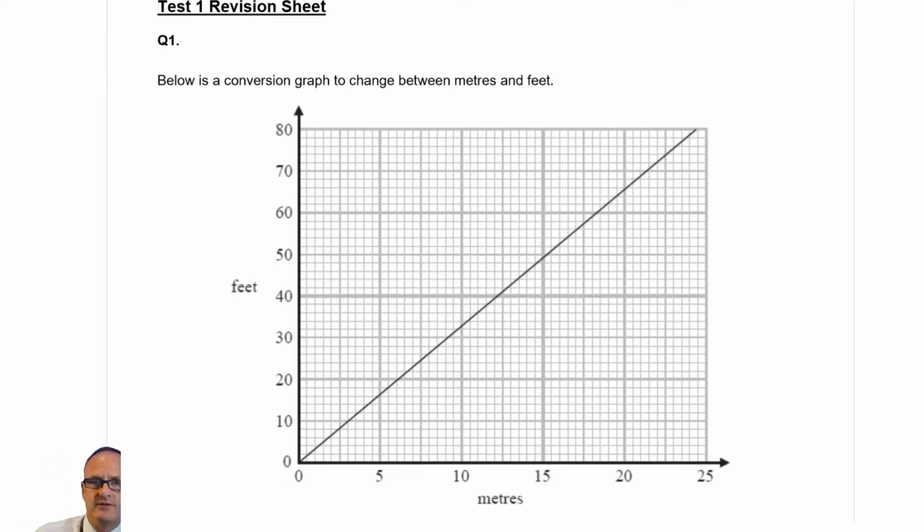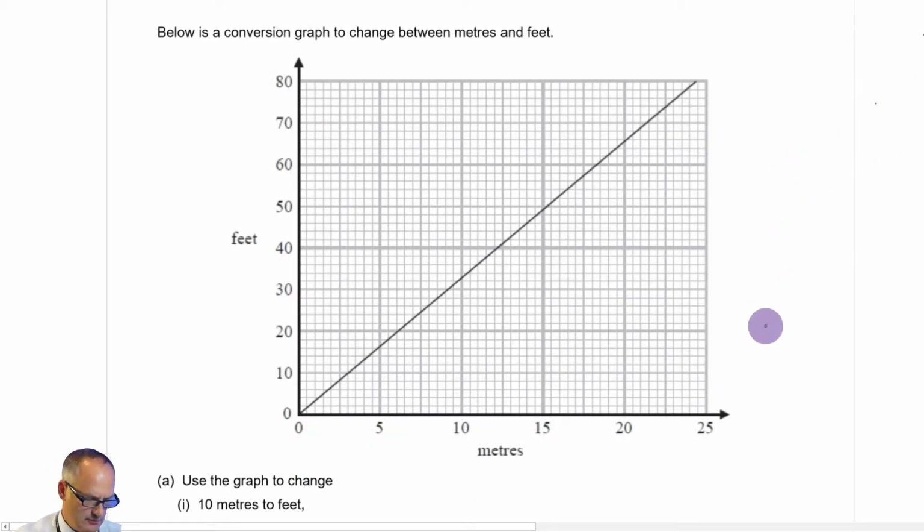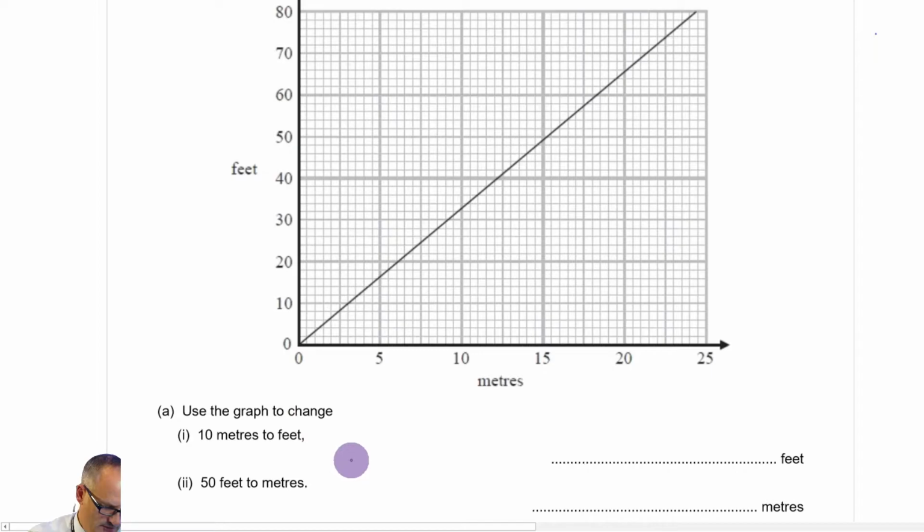Right, just going through a revision sheet for the first test for our Years 10 in 2021. It's going to be mainly on straight line graphs, conversion graphs, and a little bit of algebra to finish off. So starting on question 1, we have a conversion graph here that we're going to look at. The first question is that we're going to use the graph to change 10 meters into feet and 50 feet into meters.